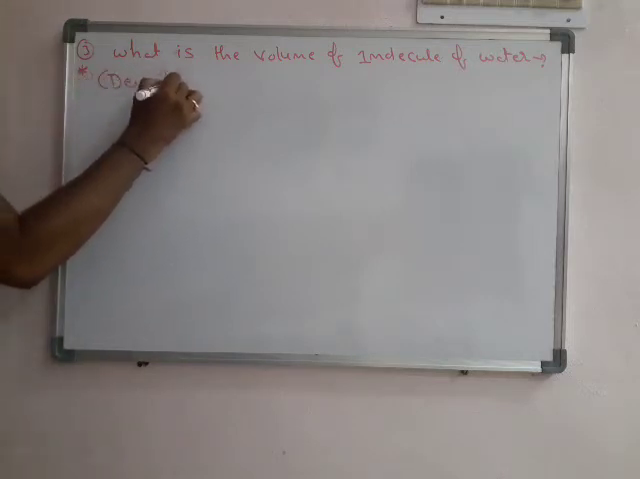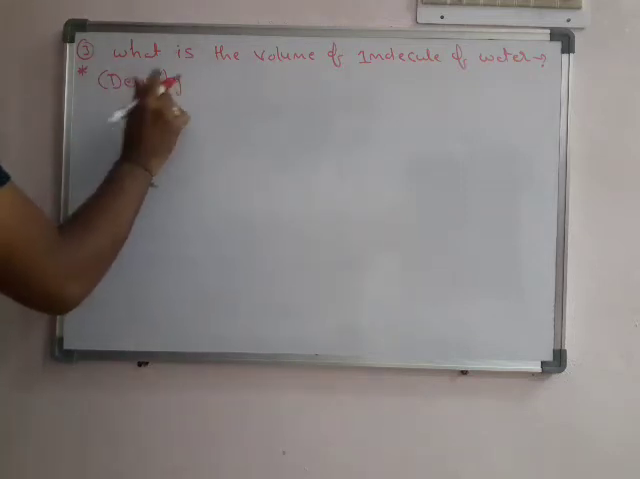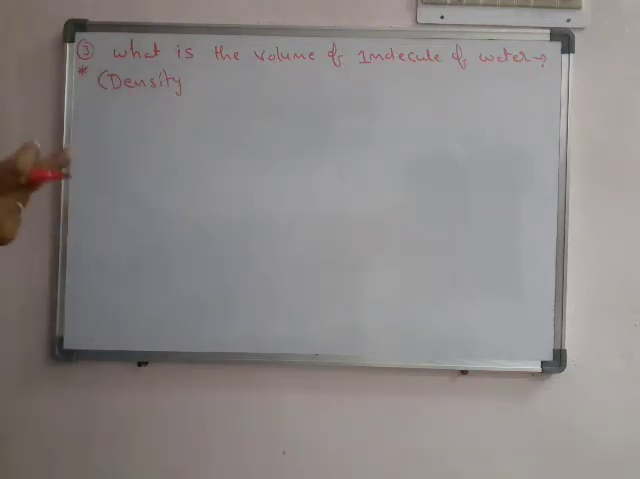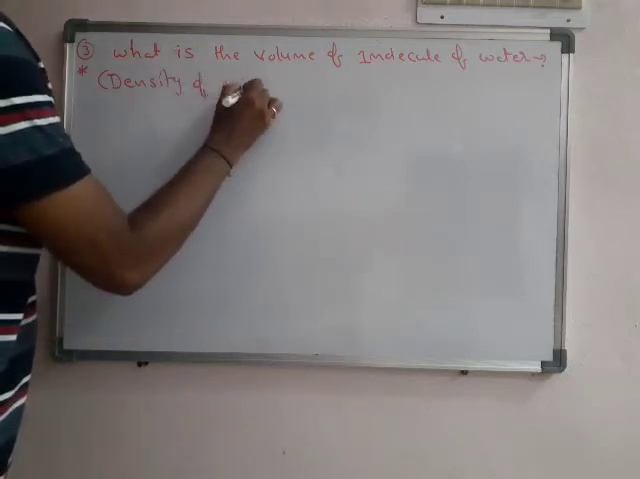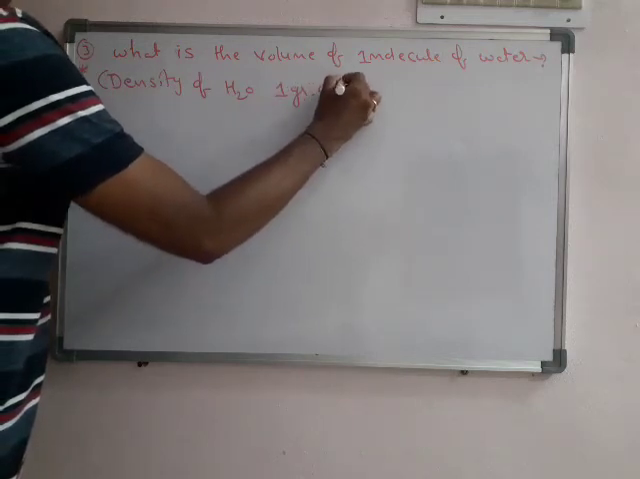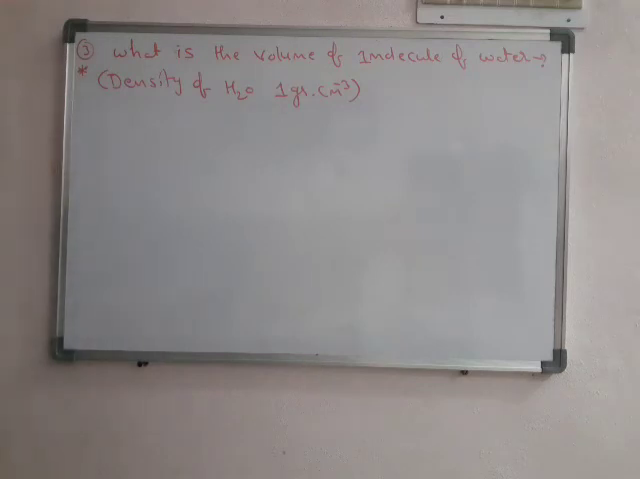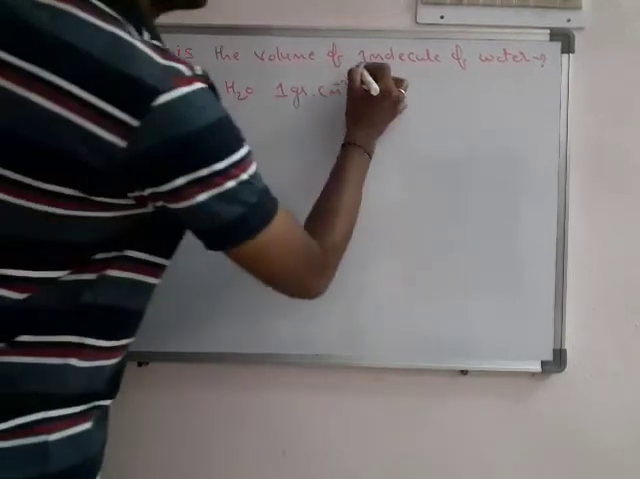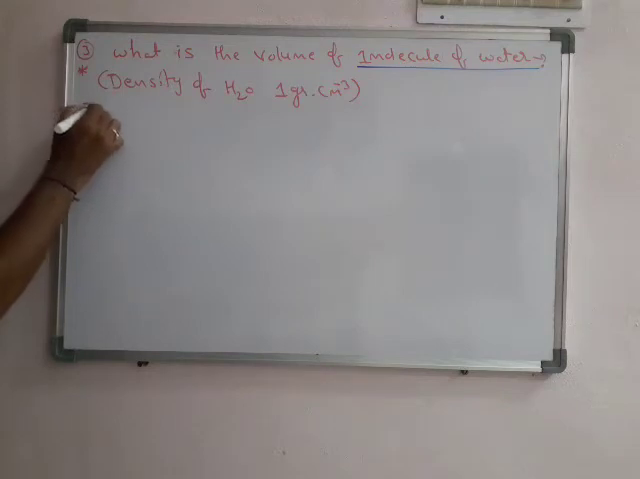We need to remember this also. It may not be given, but we need to remember the density of water is always 1 gram per milliliter, or 1 gram per centimeter cube. Okay. So this is the given information. So we need to calculate the volume of one molecule of water. So here density means density.